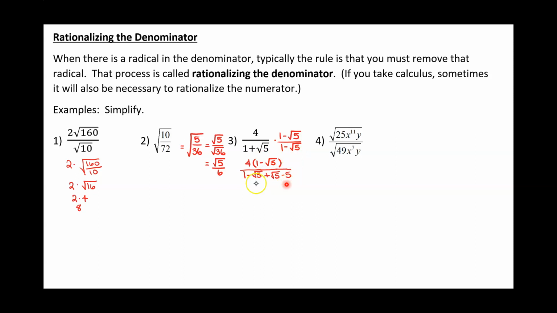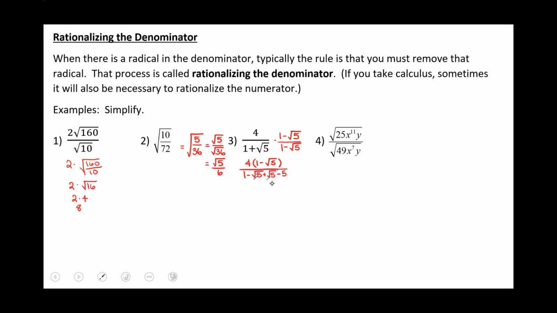If you'll notice, these two guys right here in the middle are opposites of each other, and they'll cancel each other out. And that was my goal. We just got rid of our radical in the denominator. It's perfectly fine to have a radical in the numerator. You just cannot have a radical in the denominator for your answer to be in its lowest terms.